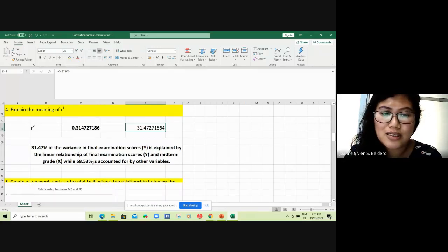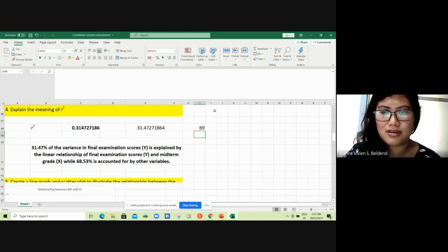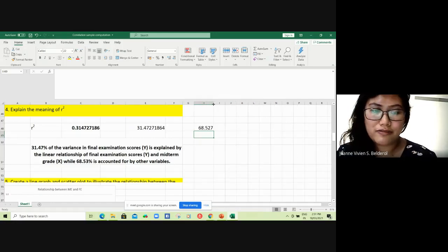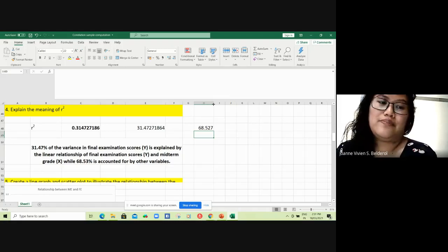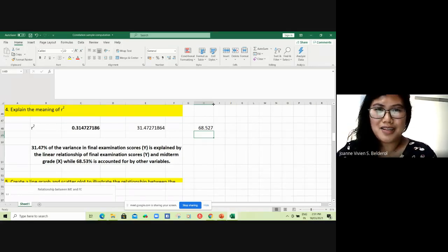Where did we get 68.53? That's 100 minus this one. And then click enter. 68.53. Okay, follow? Right? Everything is in Excel. You don't need a calculator anymore.